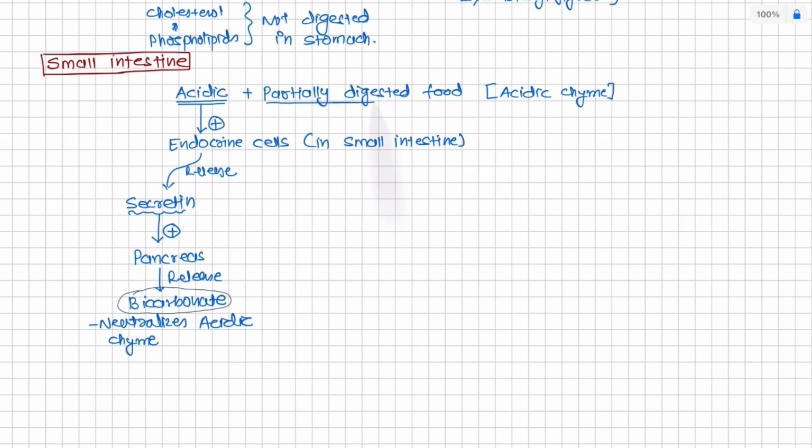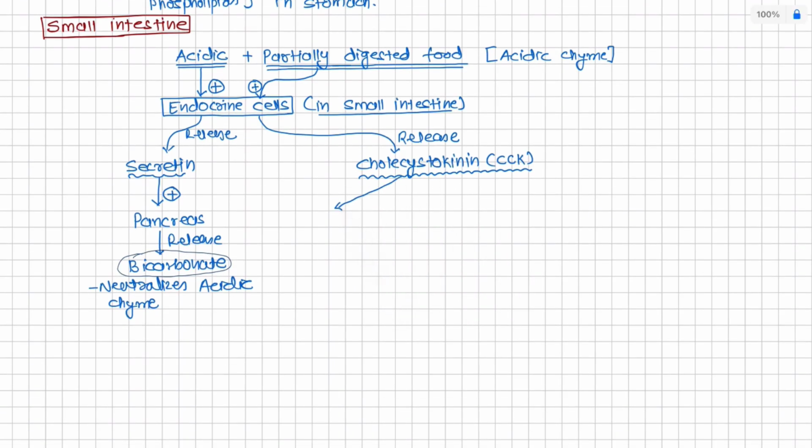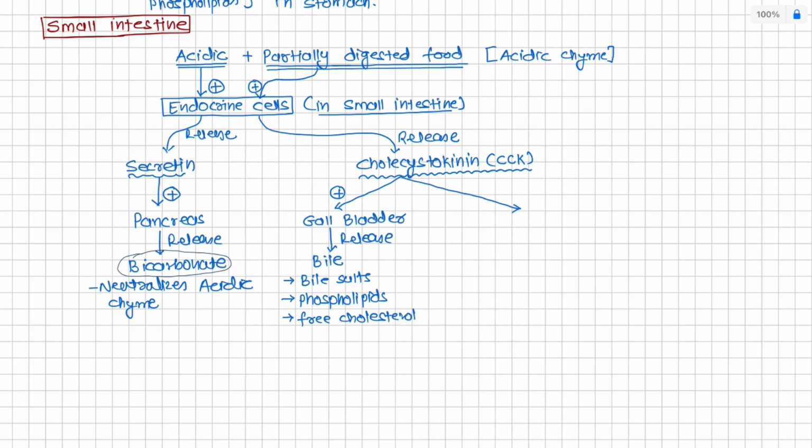Now, the partially digested food in the chyme also stimulates the endocrine cells in the small intestine, but this time a different hormone is released, that is cholecystokinin or CCK. Cholecystokinin has several important actions. First, it stimulates the gallbladder to release bile into the small intestine. Bile contains 3 very important compounds: bile salts, phospholipids, and free cholesterol. Second, cholecystokinin stimulates the exocrine cells of the pancreas to release digestive enzymes into the intestine through the pancreatic duct.